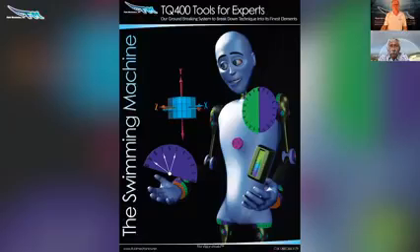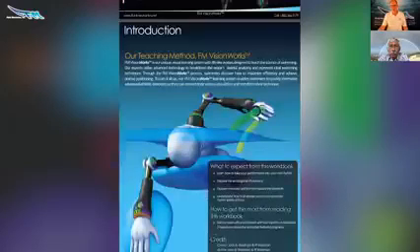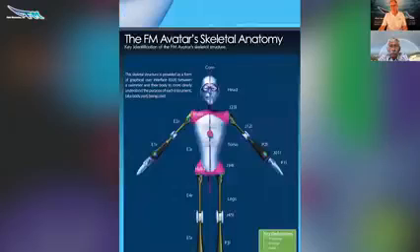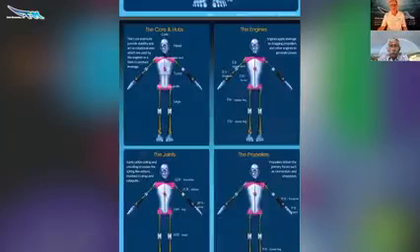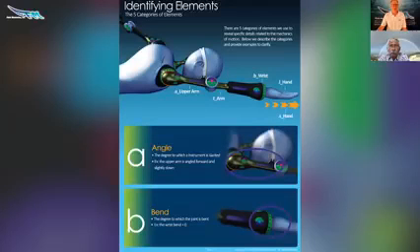I'm going to share my screen for everyone. This is our book called TQ 400 Tools for Experts, where fluid mechanics has made visual understandings of the way that we interpret a version of what we call kinesiology. This is not the general kinesiology that's taught in school, but this is the way we look at it. So we're going to start off over here.